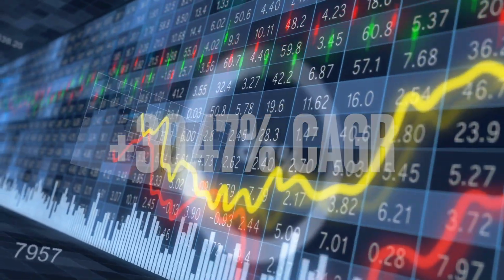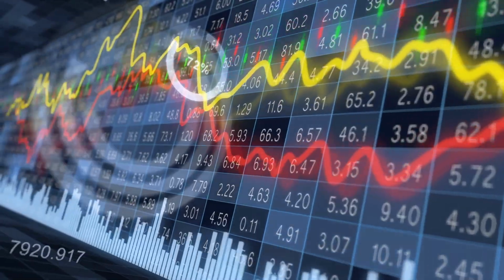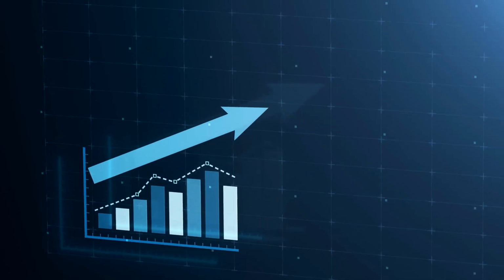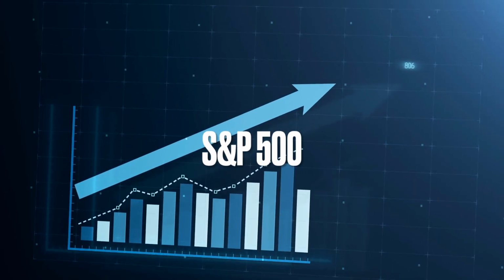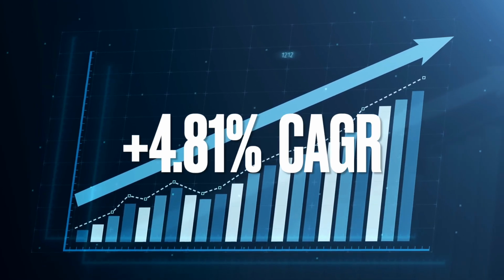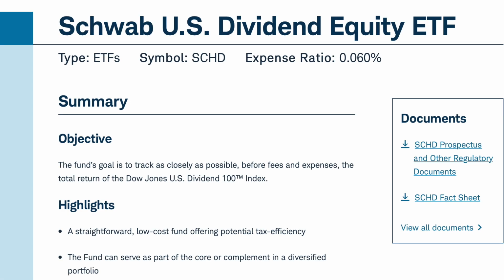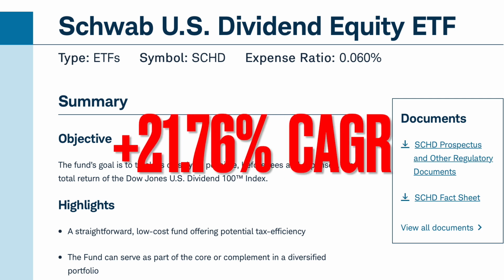That's pretty phenomenal, but without some context on how the overall market has performed, this figure is a bit meaningless. Relative to the market, measured by the return of the S&P 500, my strategy has a 4.81% higher CAGR, a pretty good level of outperformance. Relative to the popular dividend growth ETF, SCHD, my strategy has a 21.76% higher CAGR.